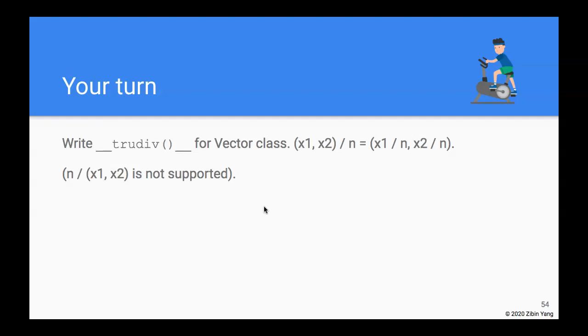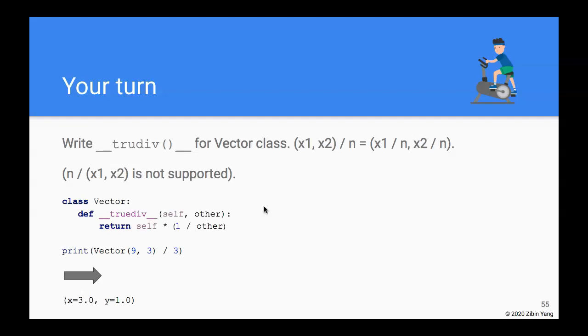Okay, so assuming you've done that, here is my approach. You could very well construct a new vector with the x and y divided by the other, right? But my approach is to take advantage of the fact that dividing by n is the same as multiplying with the reciprocal of n, and that's what I did here. And this is the test code to prove that it indeed works.